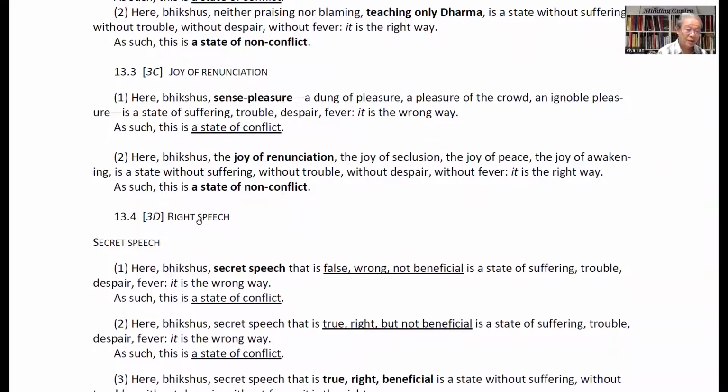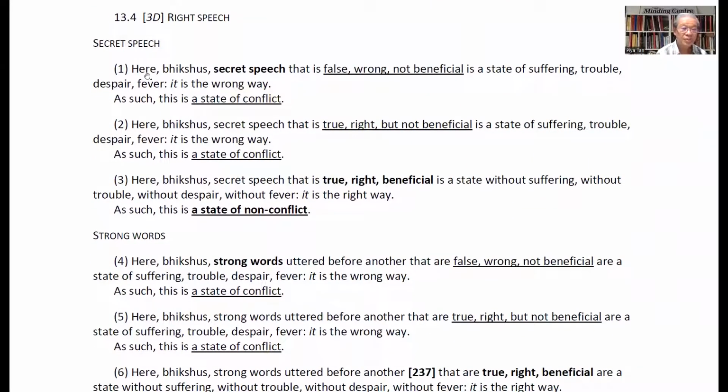Now speech. Okay. Here, bhikshus, secret speech that is false, wrong, not beneficial, is a state of suffering, trouble, despair, fever. It is the wrong way. As such, this is a state of conflict. Here, bhikshus, secret speech that is true, right, but not beneficial, is a state of suffering, trouble, despair, fever. It is the wrong way. As such, it is a state of conflict. Here, bhikshus, secret speech that is true, right, beneficial is a state without suffering, without trouble, without despair, without fever. It is the right way. As such, this is a state of non-conflict. I highlighted non-conflict, but this is the happy one.